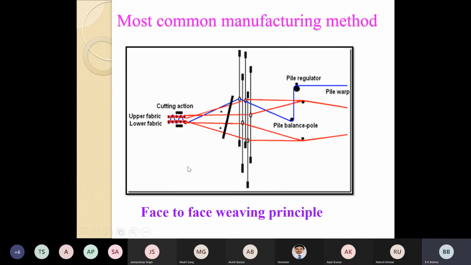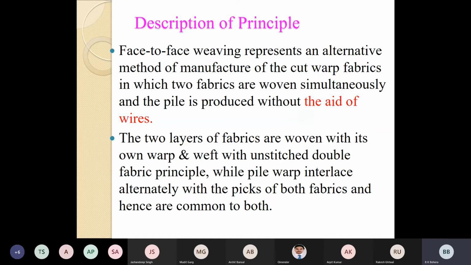We have this machine in 3D lab. When you will be here, you can have a look at how this machine produces 3D fabrics. So this is what is written here, what I just explained. Face-to-face weaving represents an alternative method to manufacture the cut warp fabric in which two fabrics are woven simultaneously and the pile is produced without the aid of the wire.